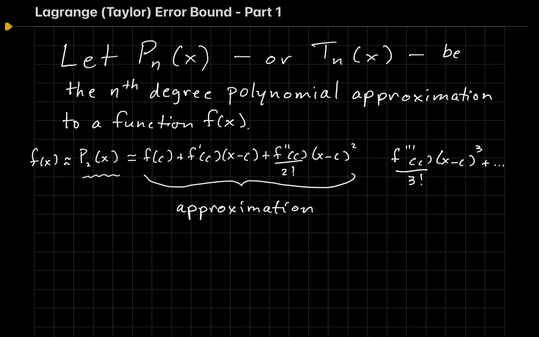If we use this approximation for f of x, what happens to all of these other terms, f triple prime, the fourth derivative, etc., all the way out to infinity? We just totally ignore those, which means that we have an error in our approximation. And in fact, the error is exactly given by all of these left off terms. This error is also often called the remainder.